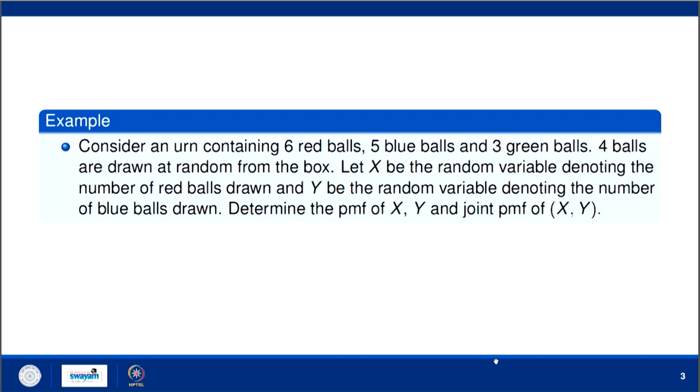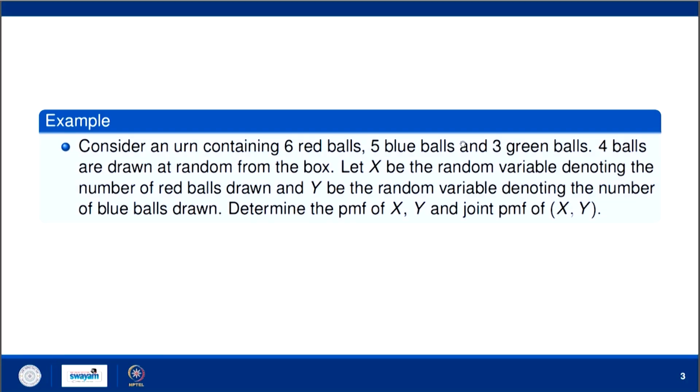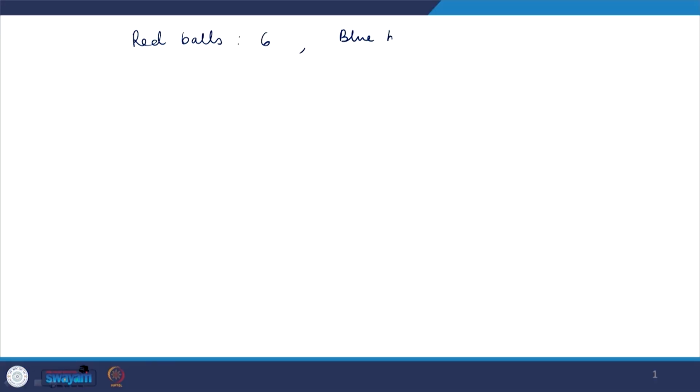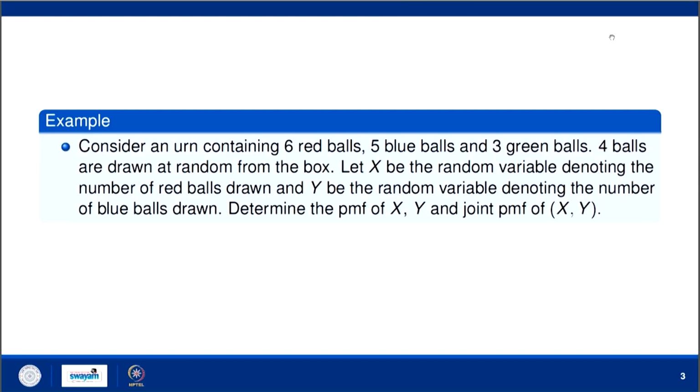Consider this example for joint PMF, joint probability mass function. Consider an urn containing 6 red balls, 5 blue balls and 3 green balls. So what are we having? Red balls are 6, blue balls are 5, and green balls are 3, as per the question.